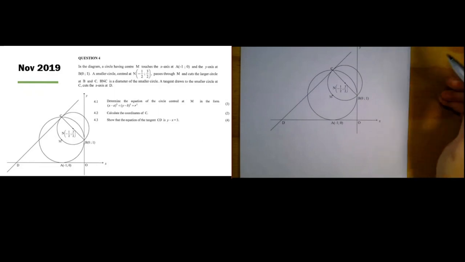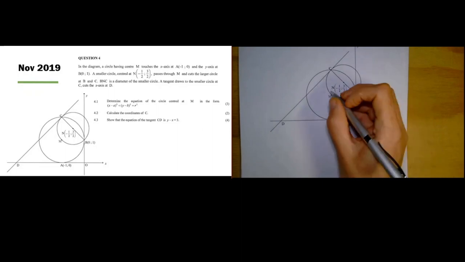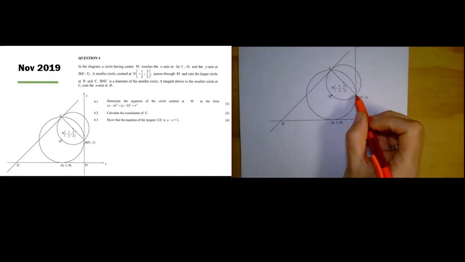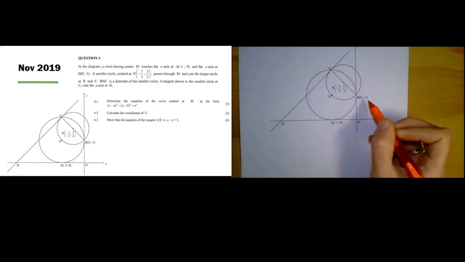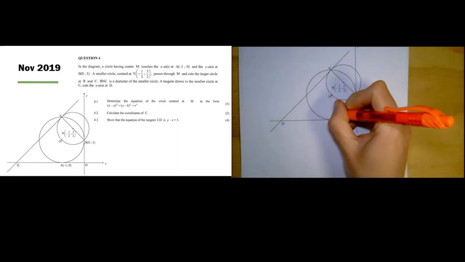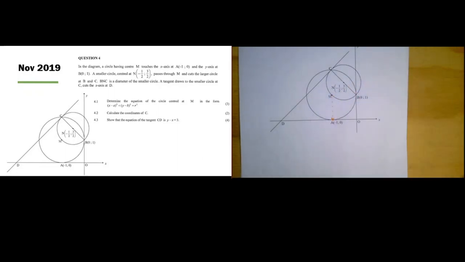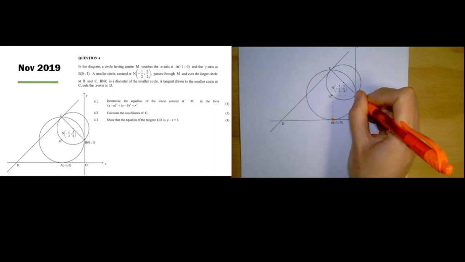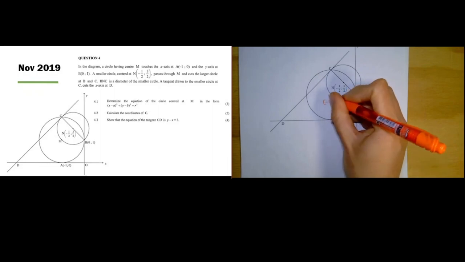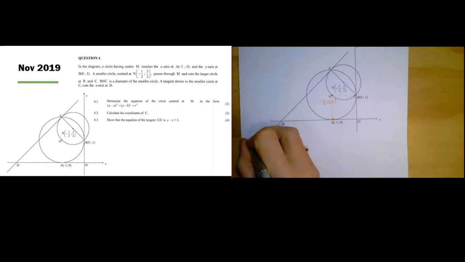First question, determine the equation of the circle centered M in the form (x − a)² + (y − b)² = r². So first of all, I need to know what the coordinate M is. But remember, you are cutting the y-axis by b and you're cutting the x-axis by a. So immediately I know what the x value is, it's negative 1. And I know what the y value is, it's 1. So M is the coordinate (−1, 1). So I can fill that in immediately.